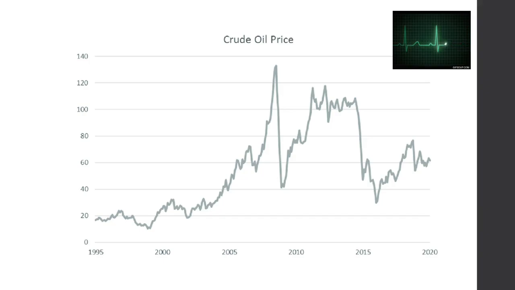So we can see here, it's kind of like a heart monitor. That's why I put that GIF there. The crude oil prices vary dramatically. So the economies will do well when they increase, but if they decrease substantially like it did in 2008, 2009, their economies are going to suffer greatly.